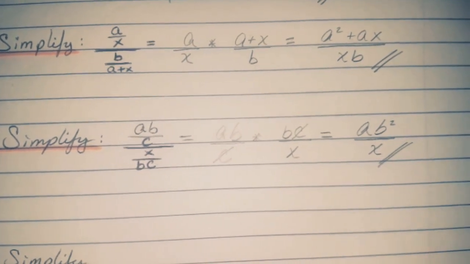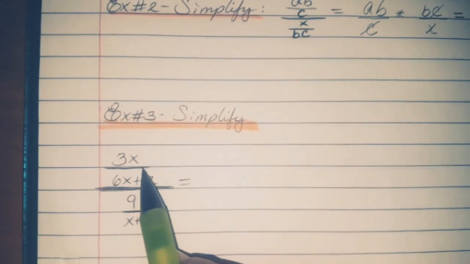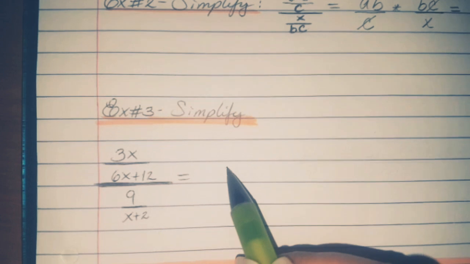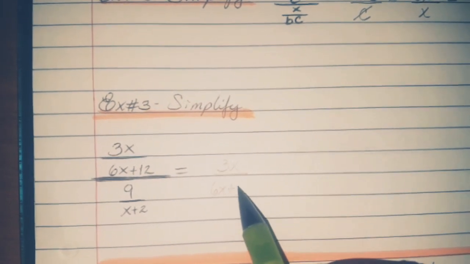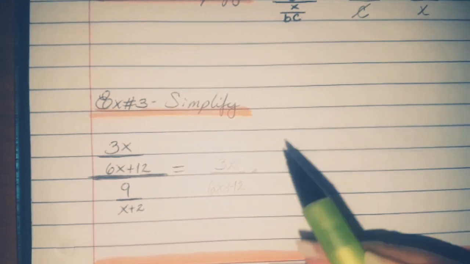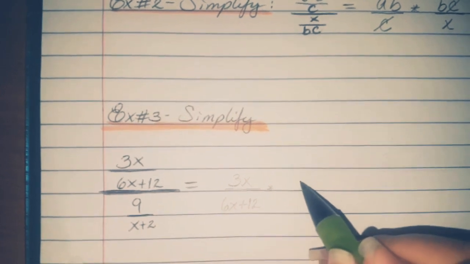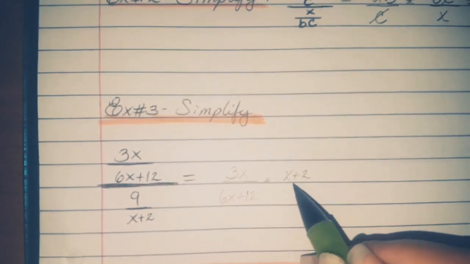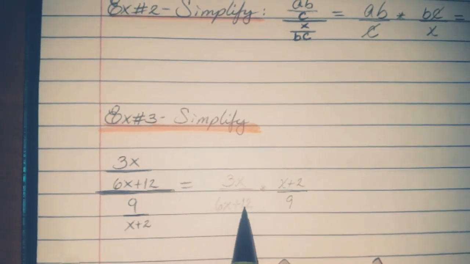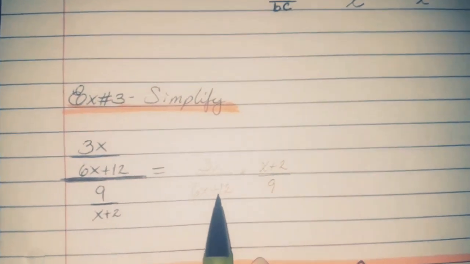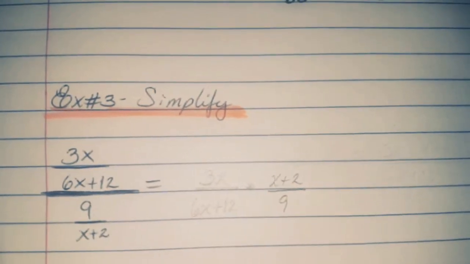And that's it. And now for the last example, let's see. The first one comes exactly as it is. 3x over 6x plus 12 times the second one in reciprocal. So x plus 2, all of that over 9. So I can see that I can factor these two. Let's factor them to see if I can cancel it with this binomial.